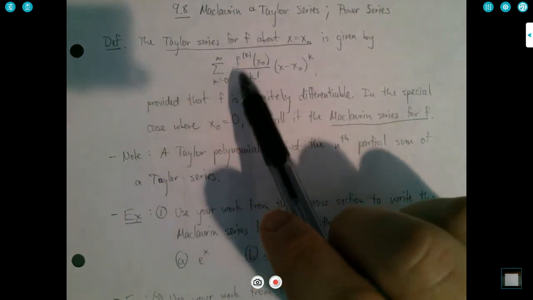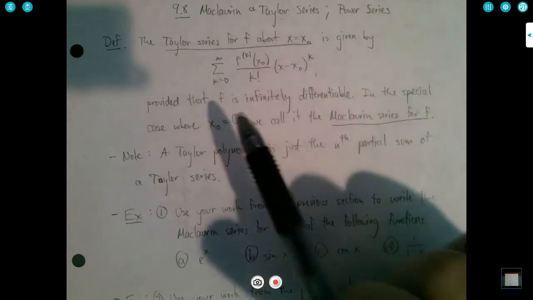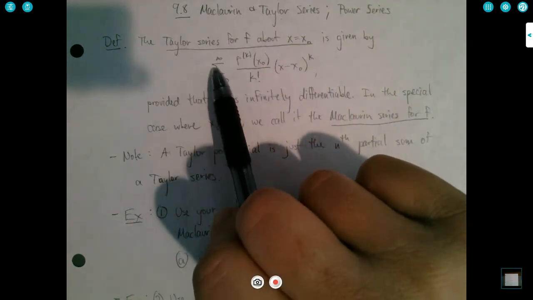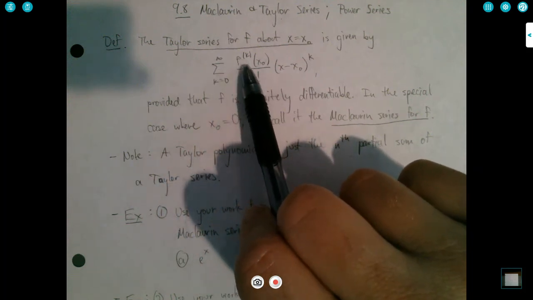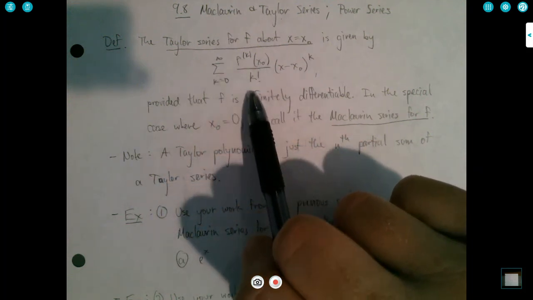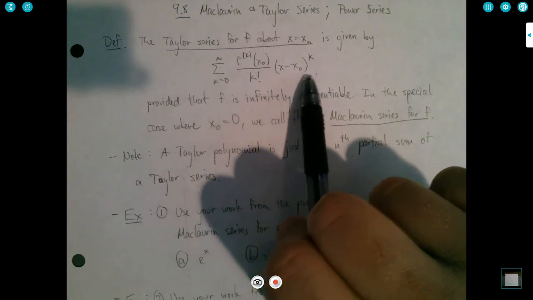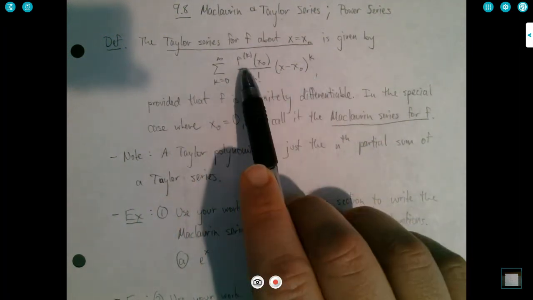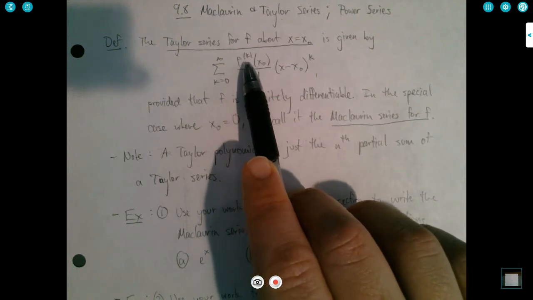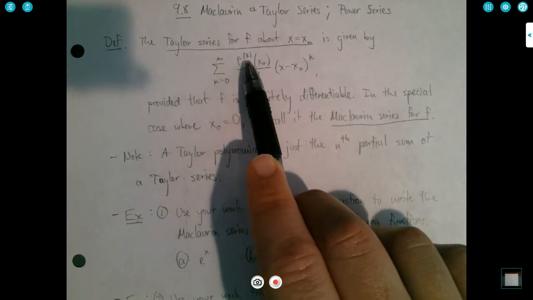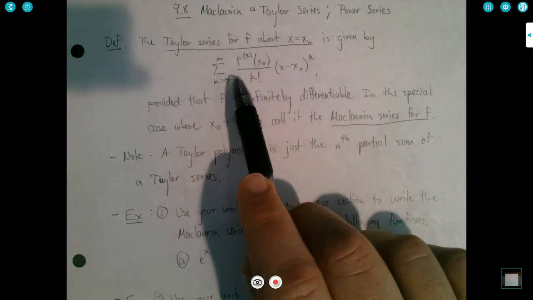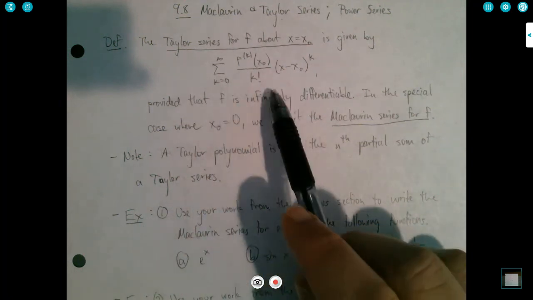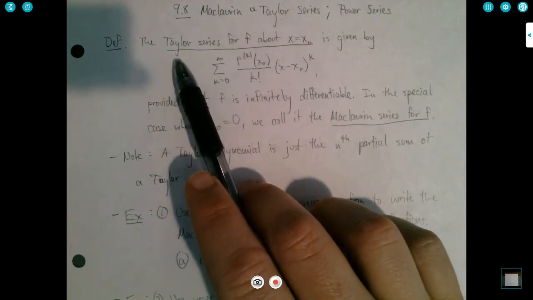The Taylor series for f about x equals x naught is given by this series, the sum from k equals 0 to infinity of the kth derivative evaluated at x naught divided by k factorial times (x minus x naught) to the k. Of course, this only works if f is infinitely differentiable. So if you can differentiate it infinitely many times, right? Otherwise, this definition doesn't make any sense. So this is the Taylor series.